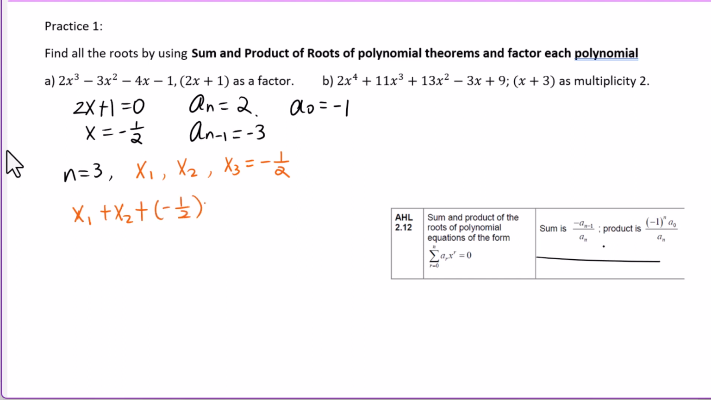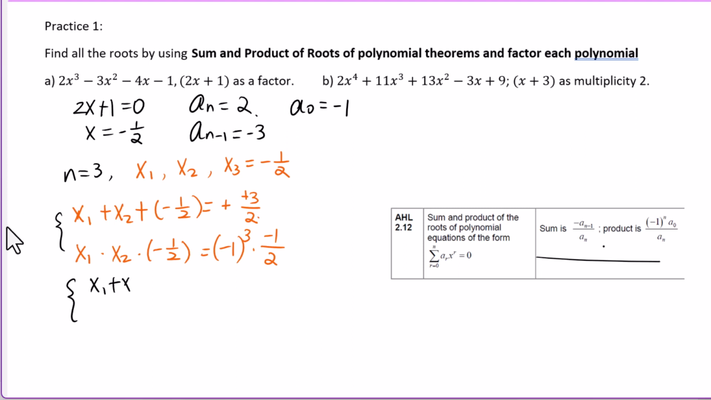-1/2 equals -3/2, which is positive. x1 times x2 times -1/2 equals (-1)^3 times -1/2. Simplify.